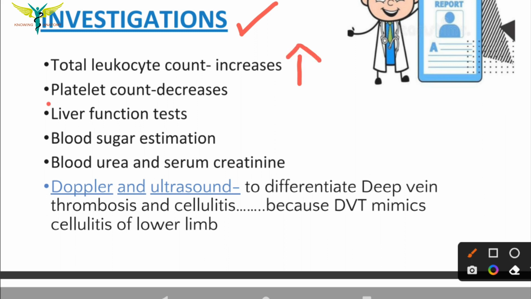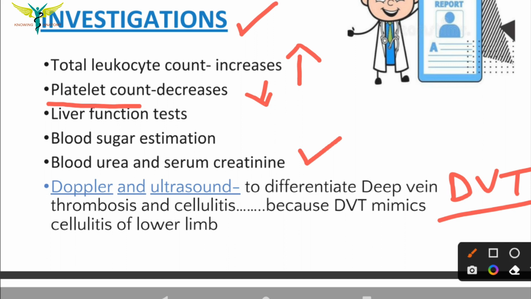the WBC increases, the platelet count decreases. Liver function test, blood sugar estimation, blood urea and serum creatinine must be done. Doppler and ultrasound are done to differentiate DVT and cellulitis. So remember, DVT is a differential diagnosis for cellulitis which can be differentiated by Doppler and ultrasound. You should remember, the DVT or deep vein thrombosis mimics the cellulitis of the lower limb. This can be asked in the viva.